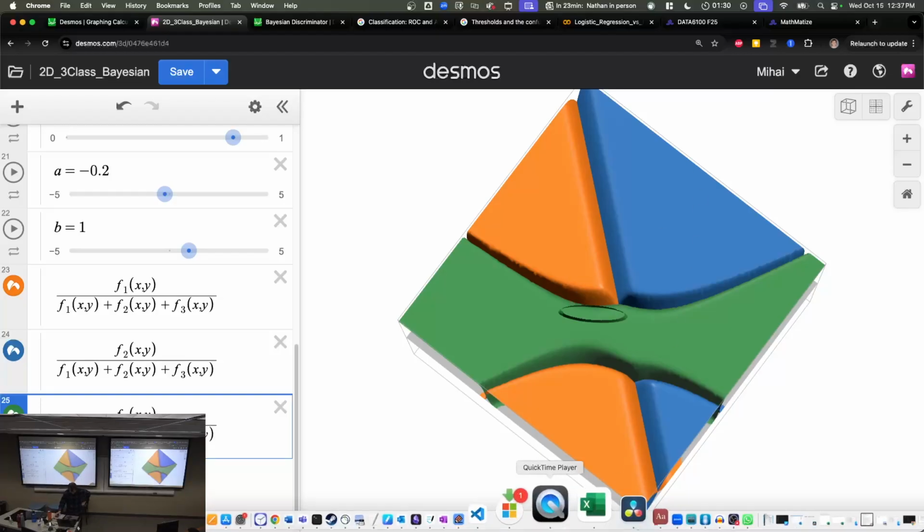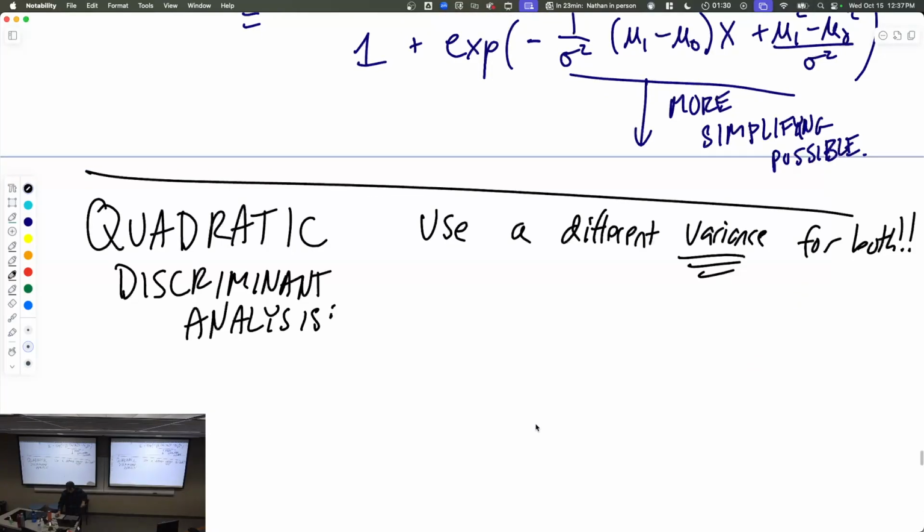So let's write this down. Use a different variance for each, and then I'll say warning. Quadratics go up and down.